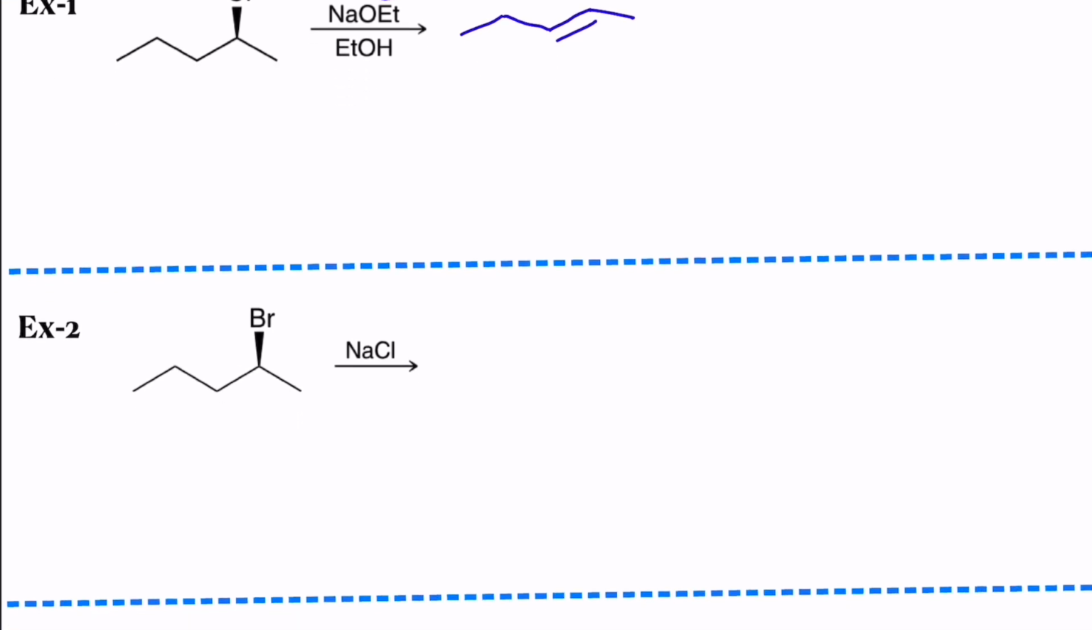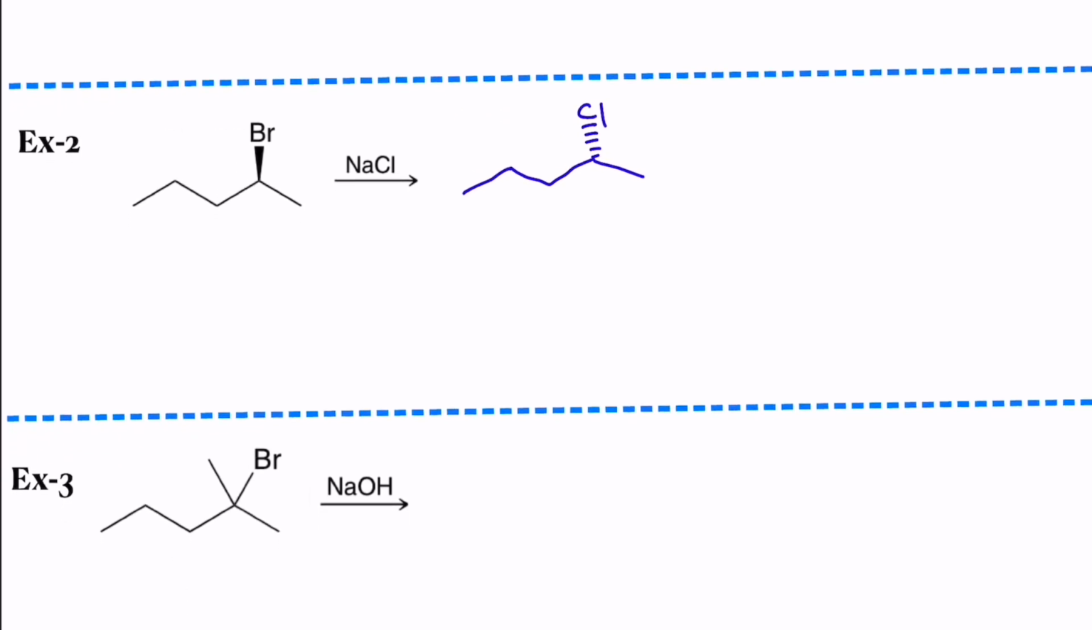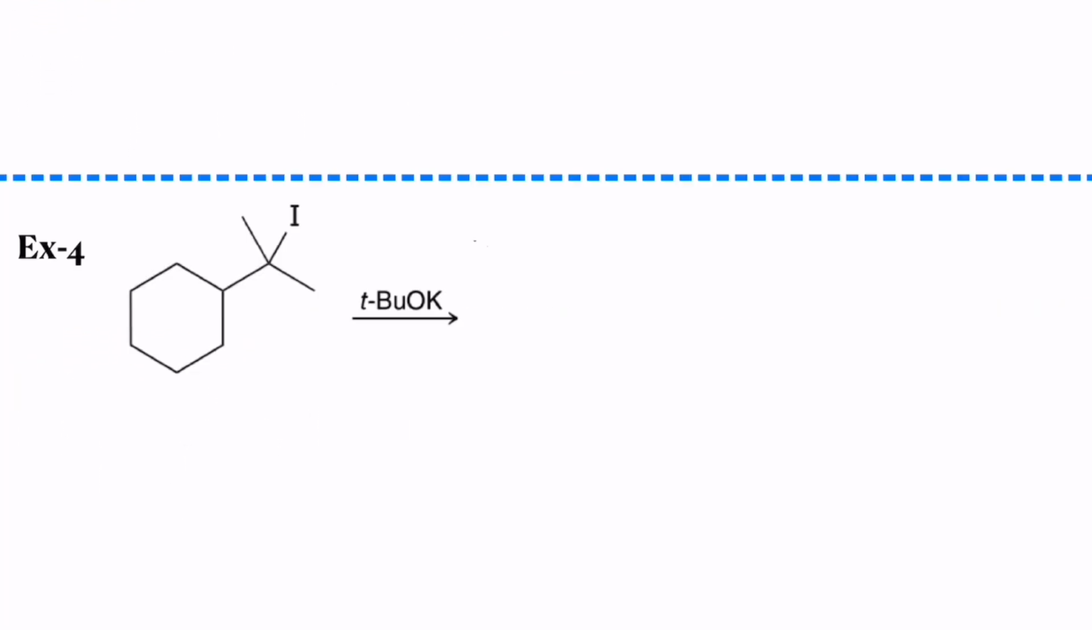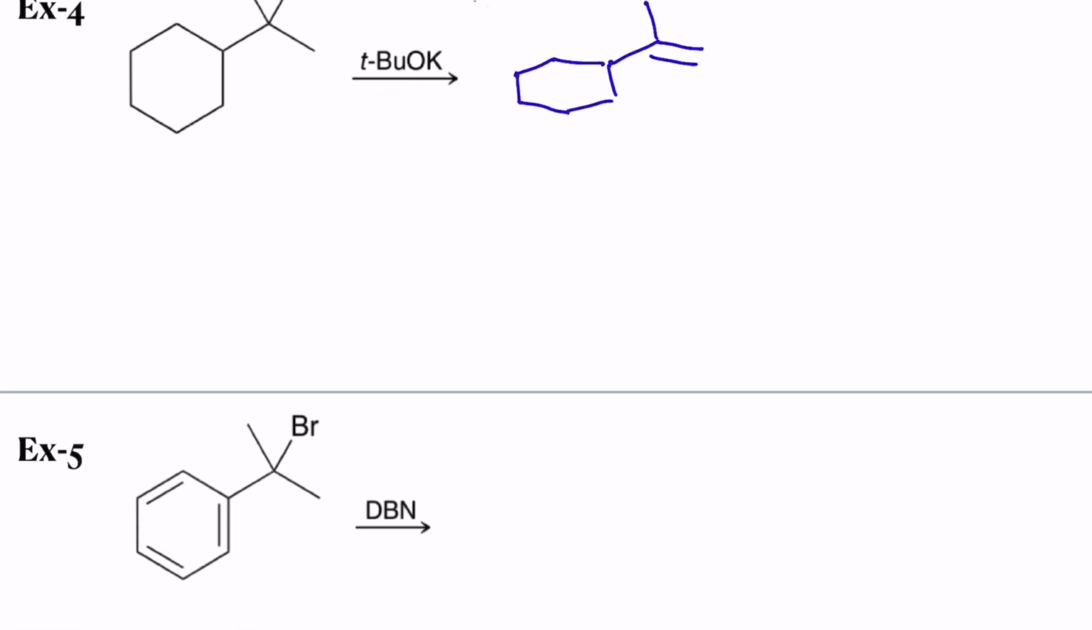Next one, Cl minus acts as only a nucleophile. Therefore, the product will be 2-chloropentane. SN2 reaction, stereochemistry is inverted. Now if you observe example 4, tertiary alkyl halide, tertiary butoxide, SN2 E2 conditions. SN2 is not at all possible. Here the elimination product, the Hofmann product, will be produced. So this is the product, 2-cyclohexyl propene.